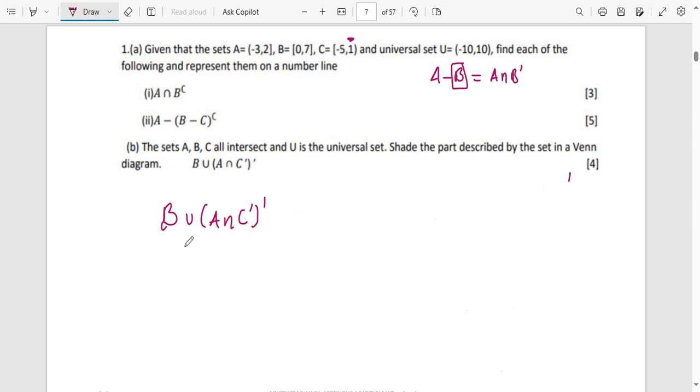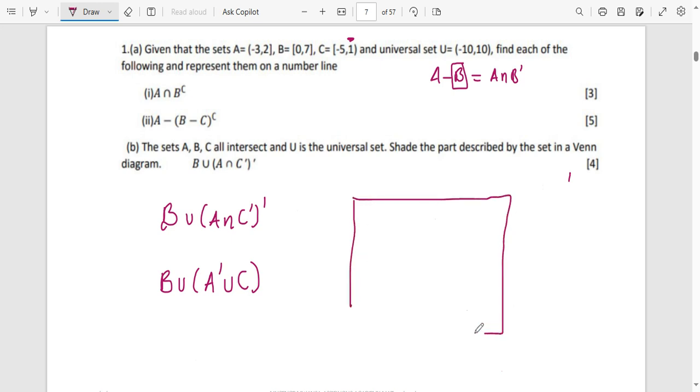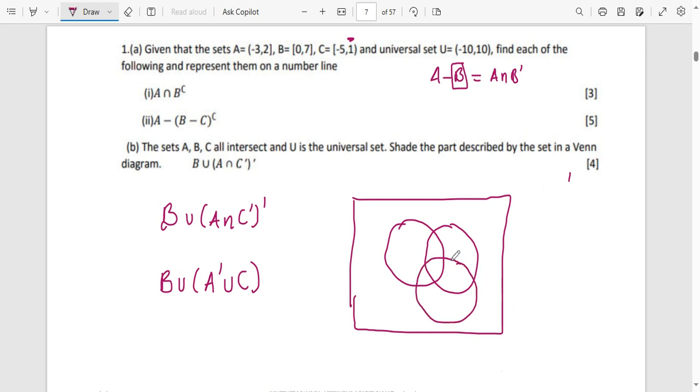Okay, we want to shade this set. You can't shade before simplifying. So distribute the complement that is outside. So this is going to be B union A complement. What happens to the sign inside? It becomes union. Okay, and then we are going to have C because we're going to have two complements. Okay, so like that. Now, the question clearly states that A, B, and C all intersect. So A, B, C, they are all intersecting.